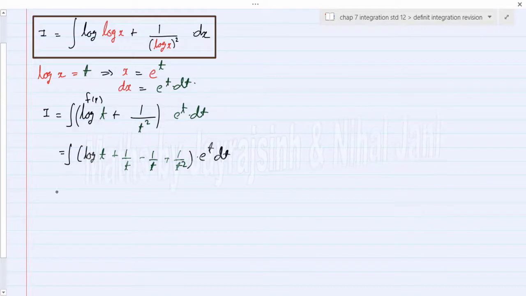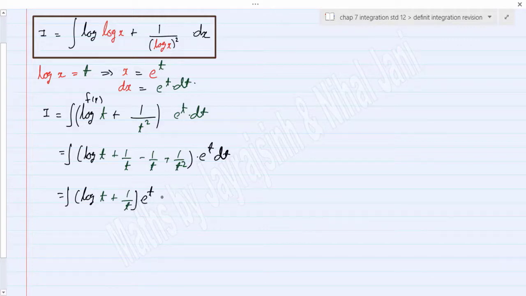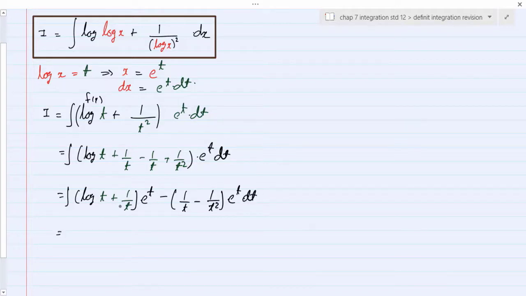Now, let's separate the terms. From the first two terms, we've got log t plus 1 by t into e raised to t. And from the rest of the two terms, let's take minus common. So we'll get 1 by t minus 1 upon t square e raised to t dt. Now, apply the formula f(t) plus f dash t into e raised to t. To integrate this kind, we just have to ignore f dash t and your integration is done. Or we can say log t e raised to t.